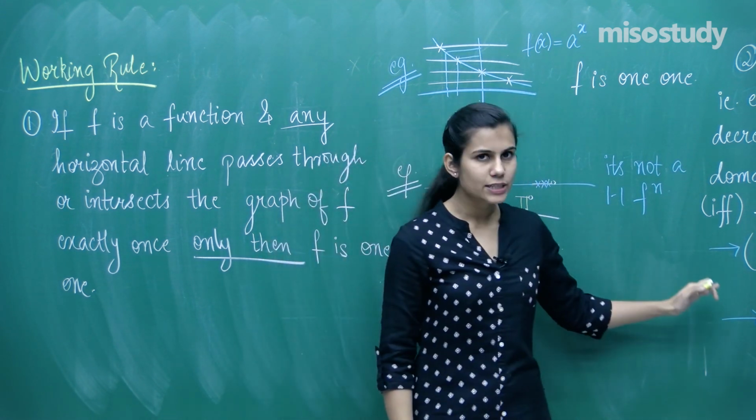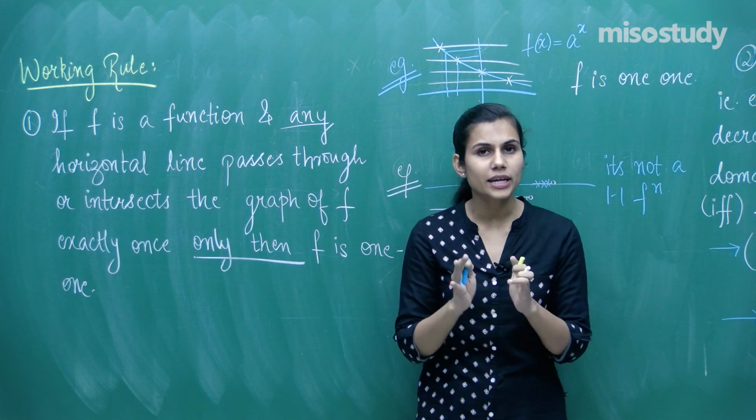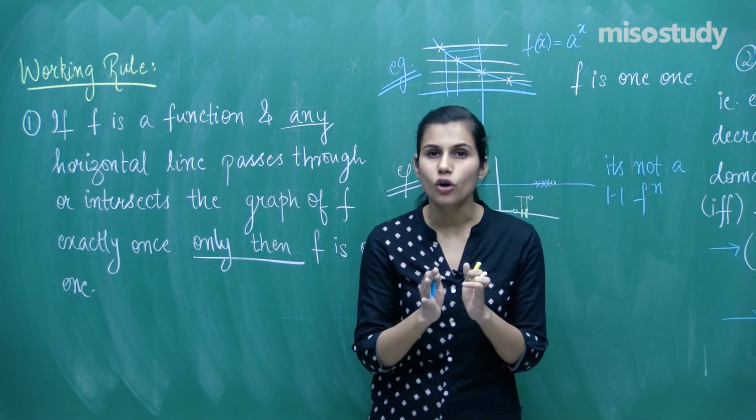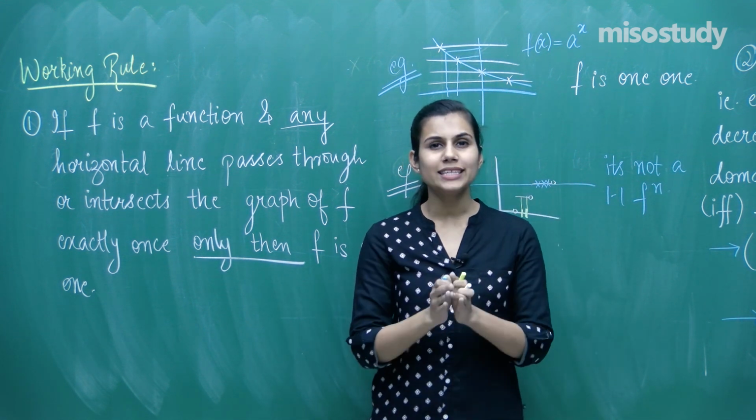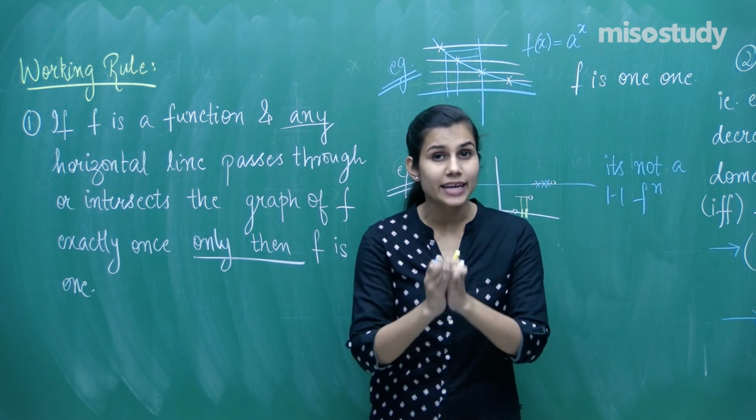These are the two tests which we use to actually find out and conclude whether a function is 1-1 or not. We are going to move on and study the next kind of function in the next lecture.